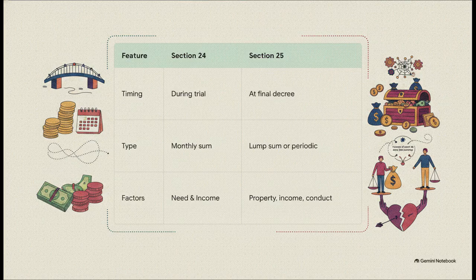But Section 25, that's permanent alimony, awarded at the time of the final decree. And unlike 24, Section 25 can be a massive lump sum, or periodic payments. Plus, the court heavily weighs the total property, the income of both parties, and, this is key, the actual conduct of the parties during the marriage.